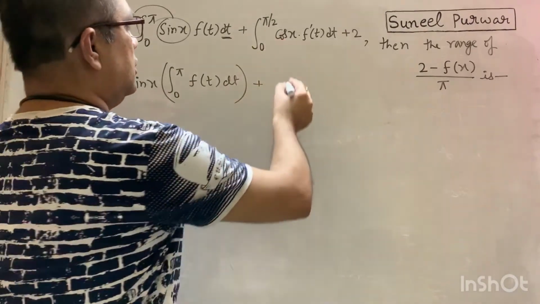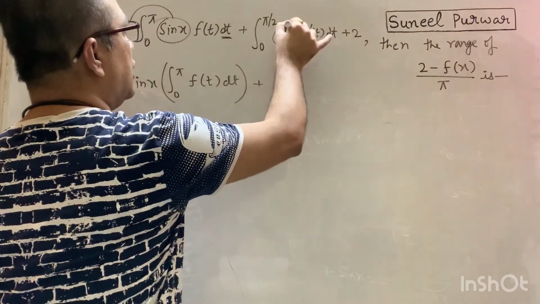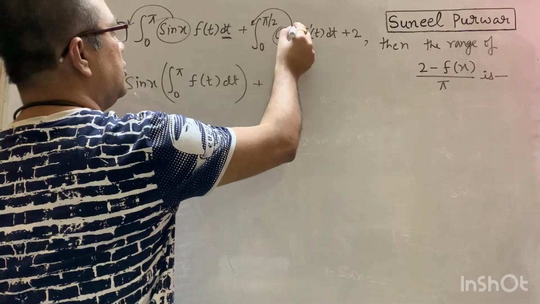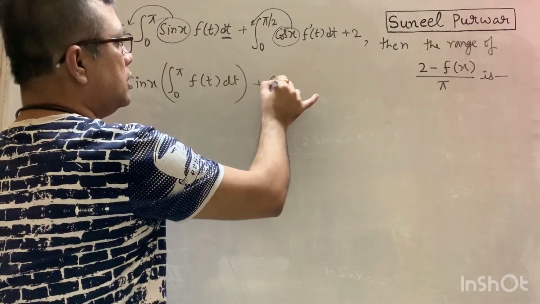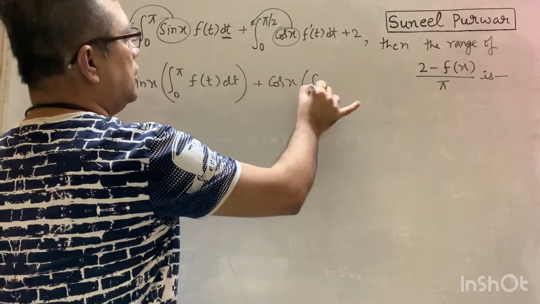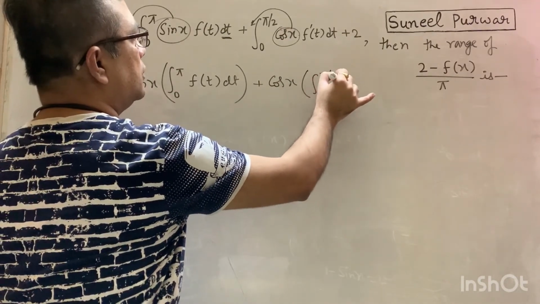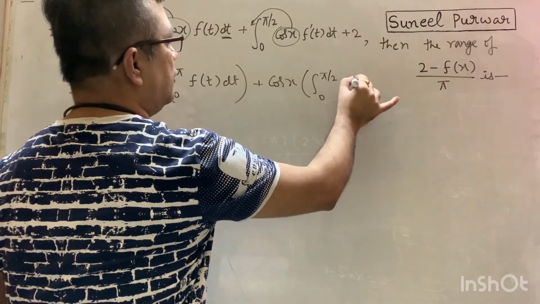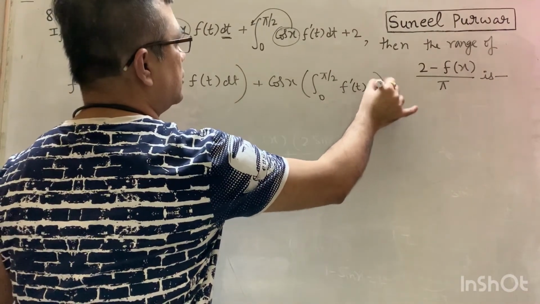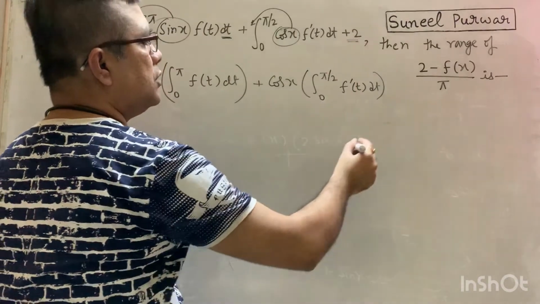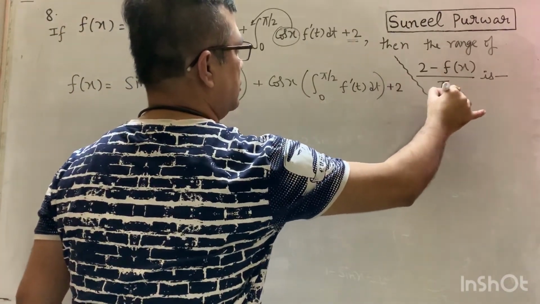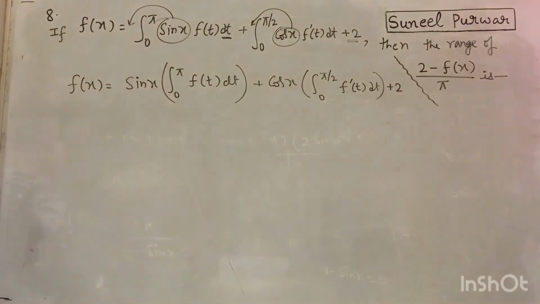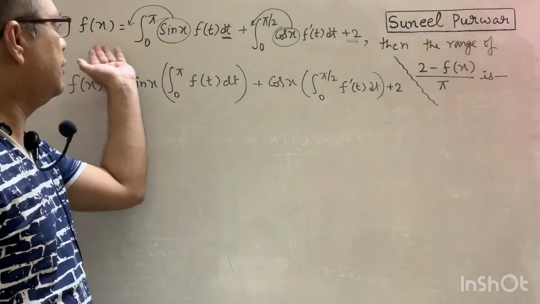Now by the same logic, this cos x will move outside the integral. So cos x times the integral from 0 to pi by 2 of f dash t dt, plus a constant 2 is there, plus 2. So this is how you have simplified the given data.